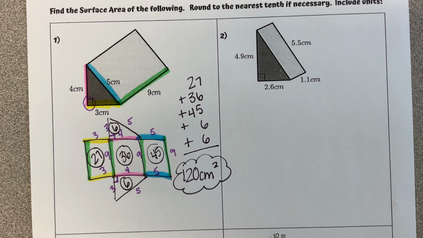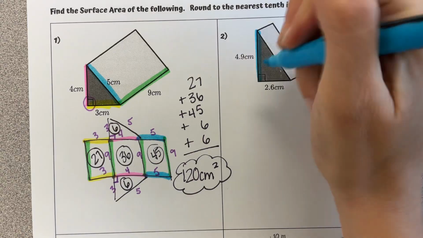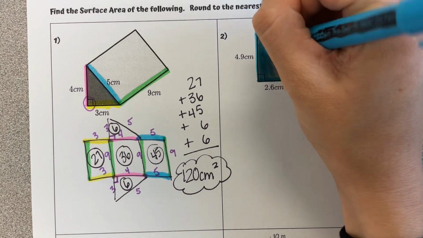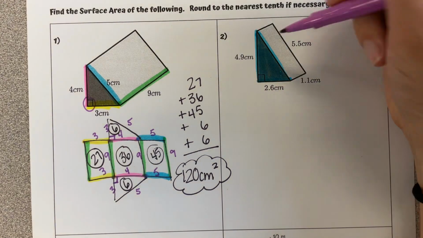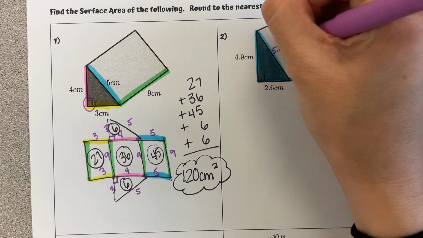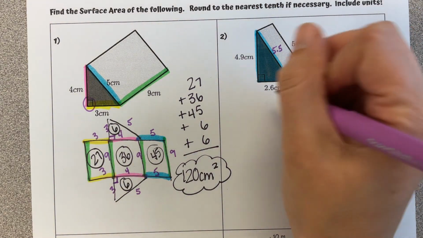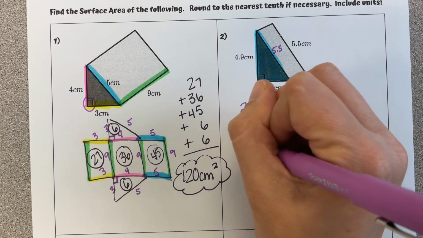So what I'm just gonna identify here in my shape is my base. So base doesn't always mean bottom, it's that shape that determines what type of prism it is. So we have this triangle right here, which has 3 side lengths. We have 4.9, we have 2.6. Even though it doesn't say this length right here, it's the same as this length, so it's 5.5. So for my triangle, I have these 3 sides, 2.6, 4.9, 5.5.